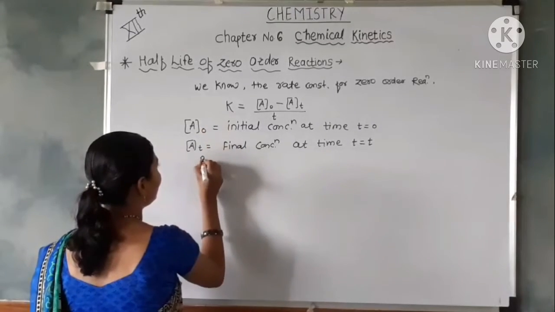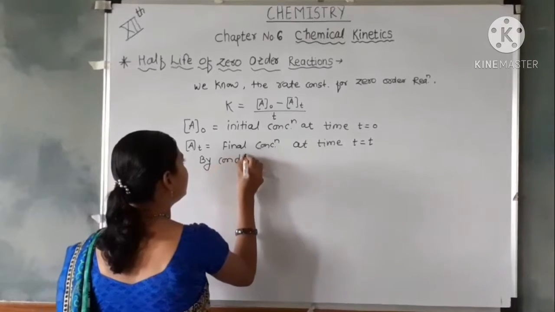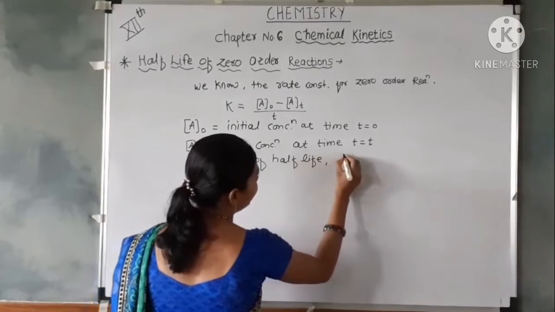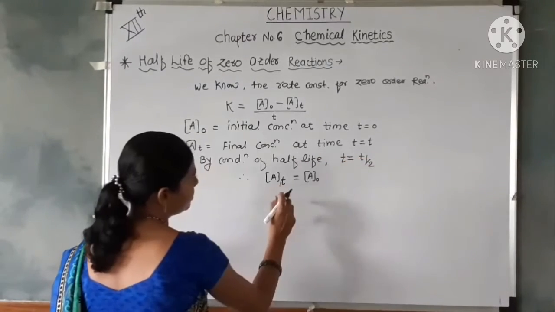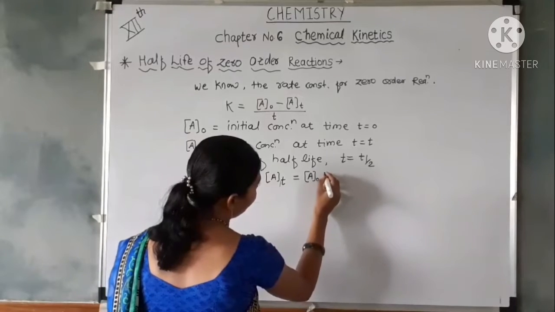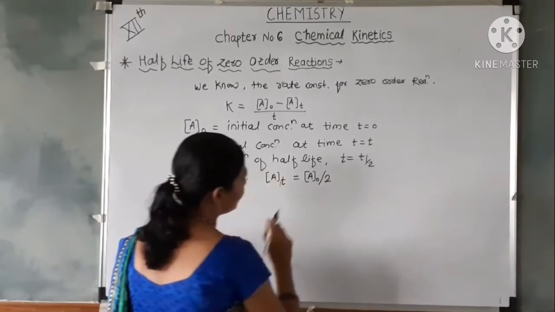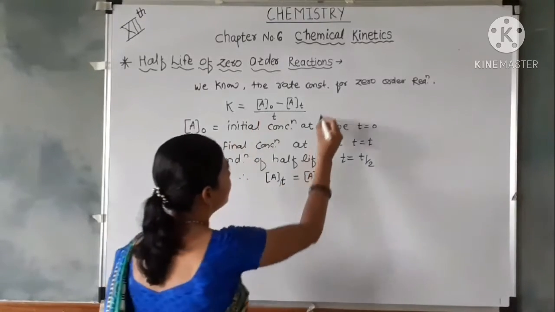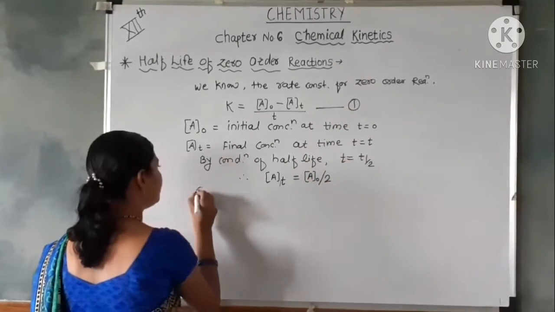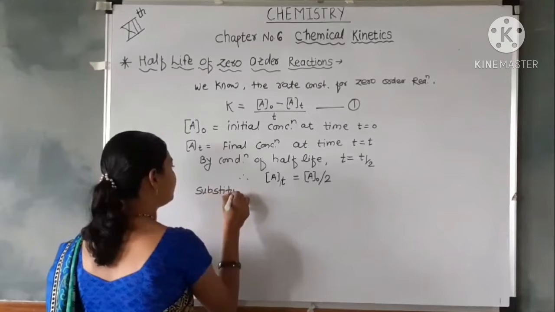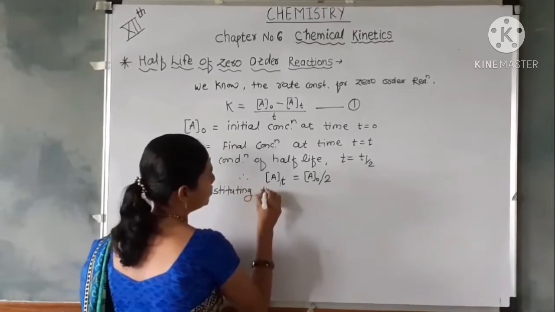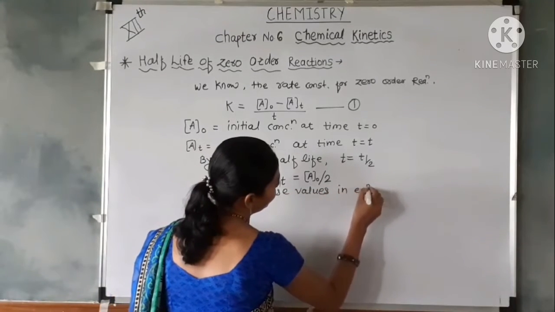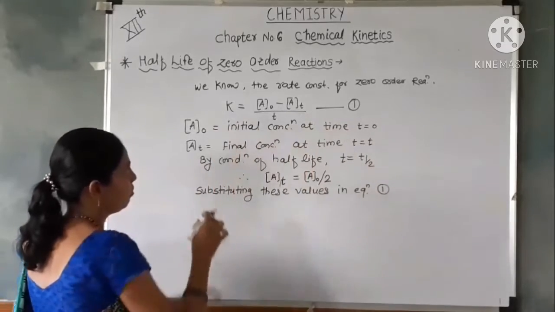But by the condition of half-life, t is equal to t 1/2. Concentration is half of its initial concentration, therefore [A]0 upon 2. Substituting these values of [A]t and [A]0 in equation 1, we write the equation of rate constant.